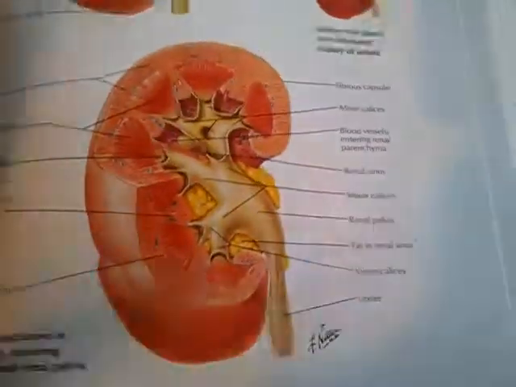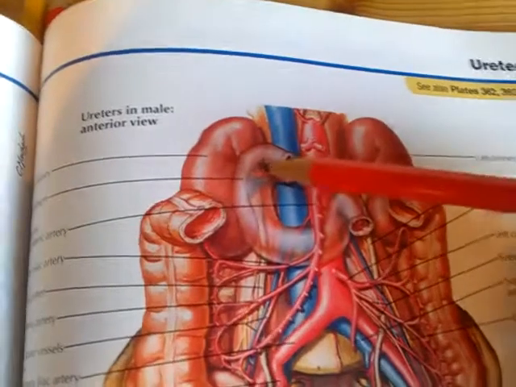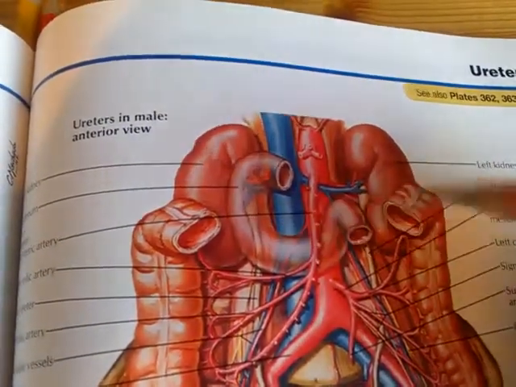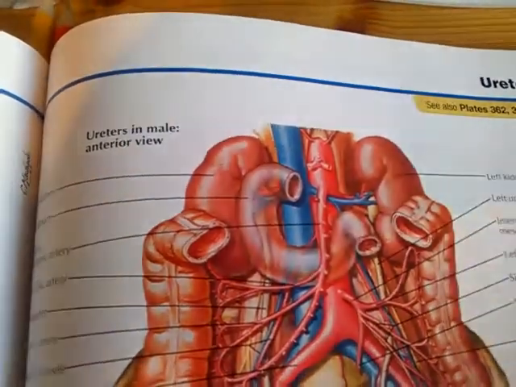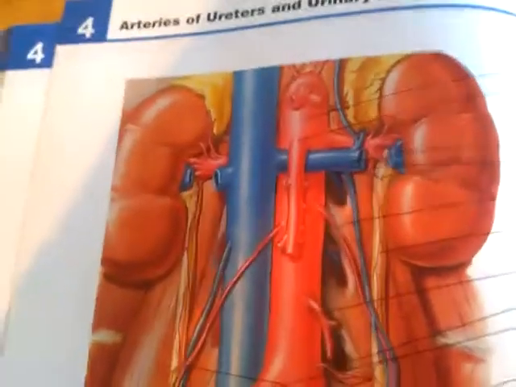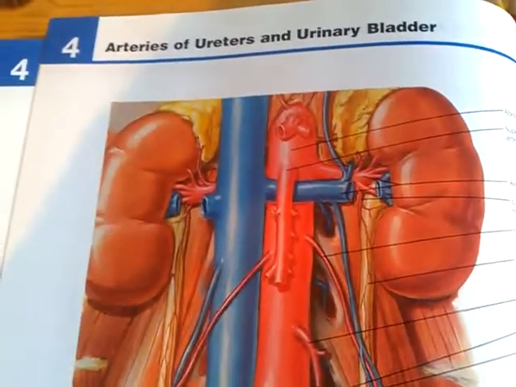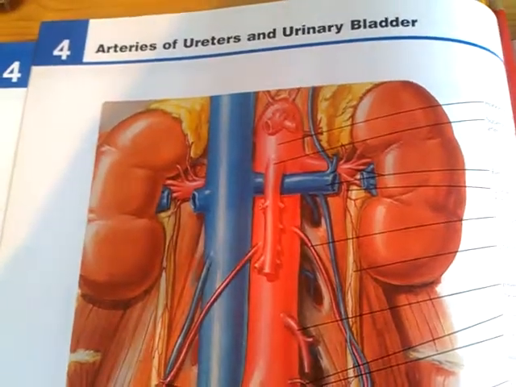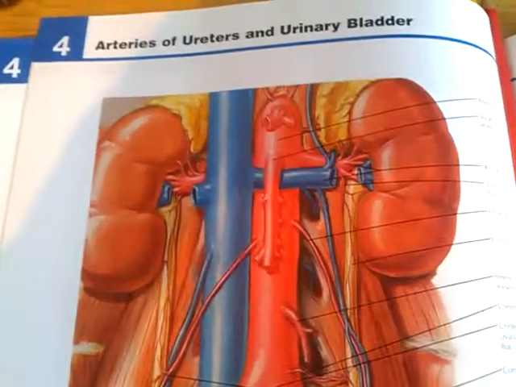The anterior relations of the renal pelvis: on the right one is the duodenum, and on the left one is the pancreas, which would lie here. The blood supply and nerve supply of the renal calyces and renal pelvis are the same as the kidney, so the renal arteries and veins, and a nervous plexus: abdominal sympathetic plexus, and parasympathetic fibers from the vagus nerve.